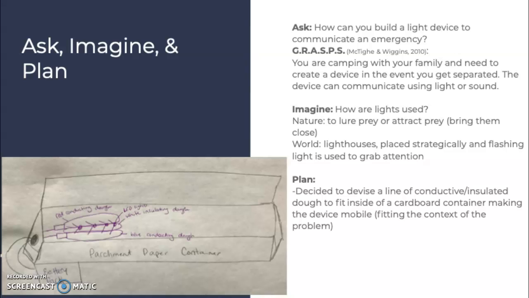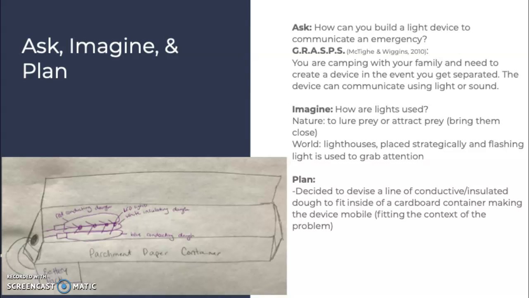So when I was thinking in my Imagine step, I thought, how do we use llights in the real world? In nature, animals use lights to lure their prey, or to attract their prey, so bringing things closer to them. And in the world, we use things like lighthouses, was one of the things that I thought of. They're placed strategically for boats to use. They have that purpose, and they use the flashing light to grab attention. So I was thinking of using the light in this context to have your family be able to find you, to grab their attention with the light, and to have them come closer to you.